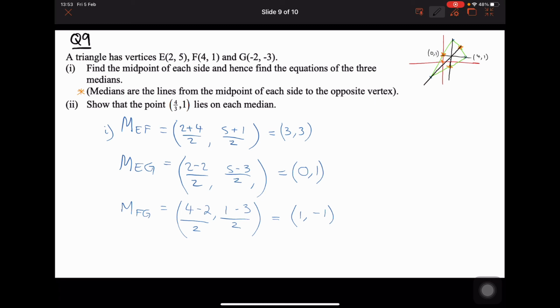So this median, I'll call it L1 because I've used M already. L1 has the equation y equals 1.